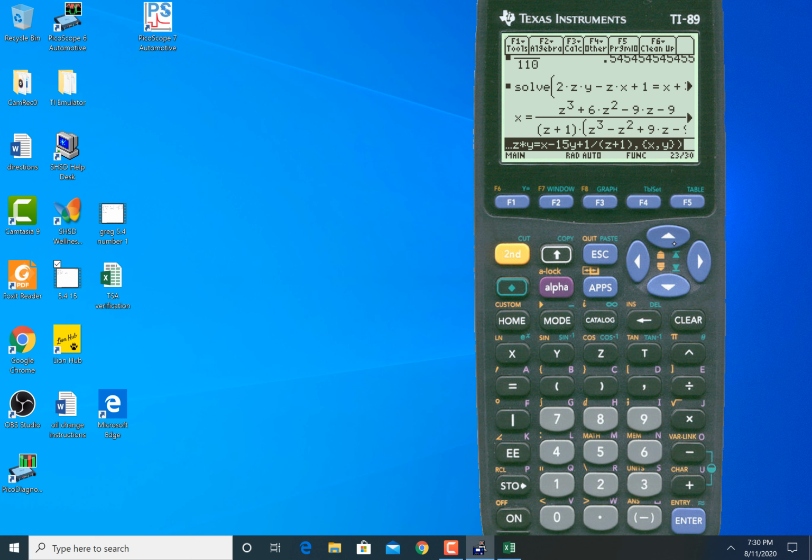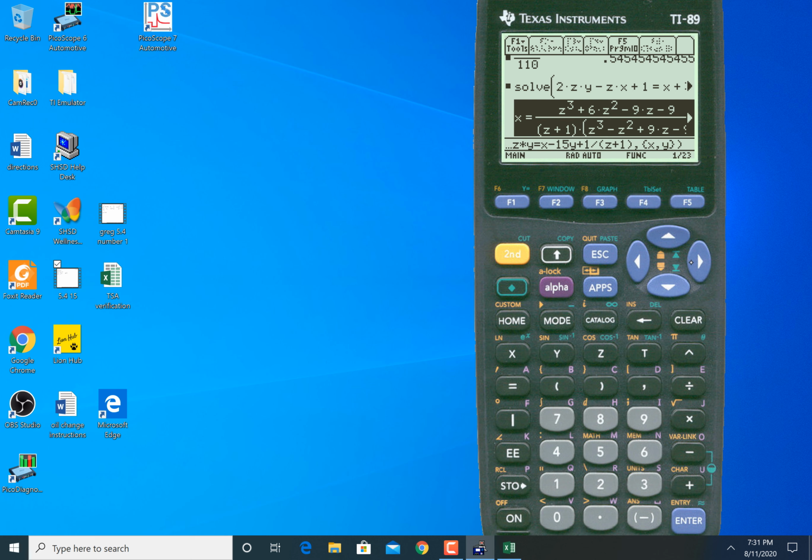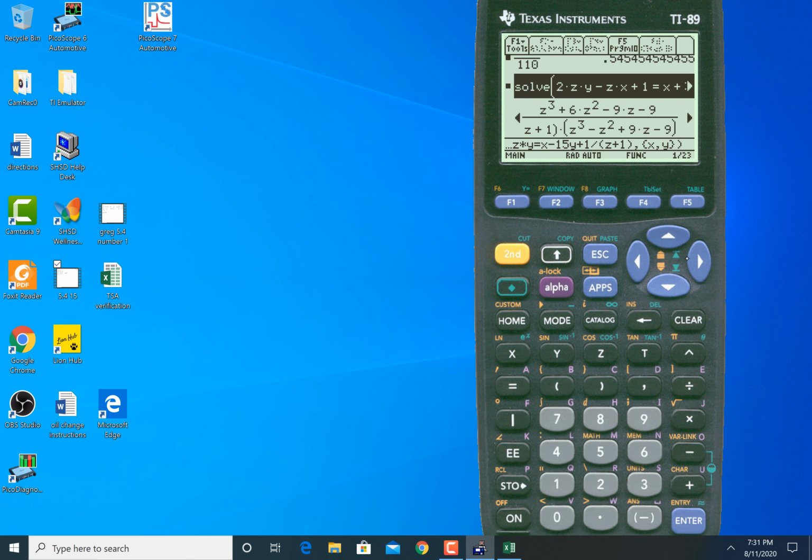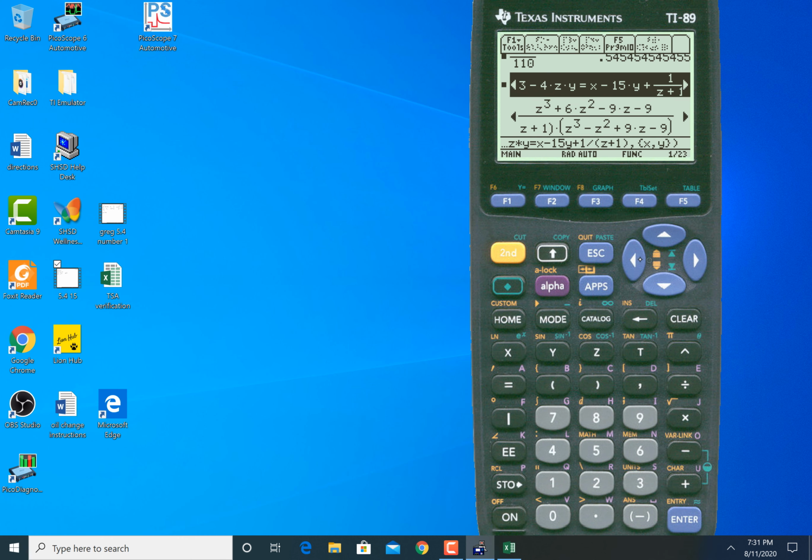I'm going to go back up and double check my work here. Minus zx. So 2zy plus 1 equals x plus 3y. And 3zx minus 3 minus 4zy equals x minus 15y plus 1 over z plus 1. Okay, that does not look like what I have on my previous answer. So I'm going to pause for a moment while I try to figure out what I did wrong.